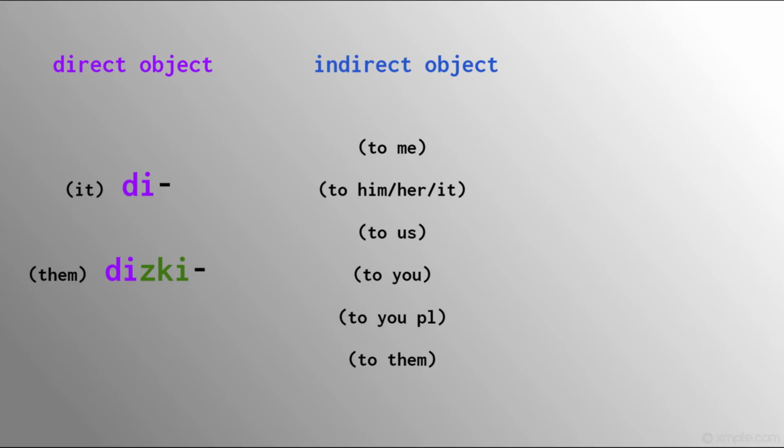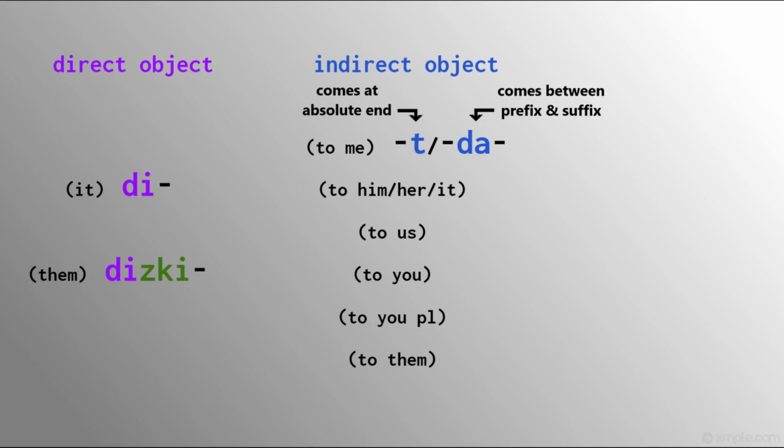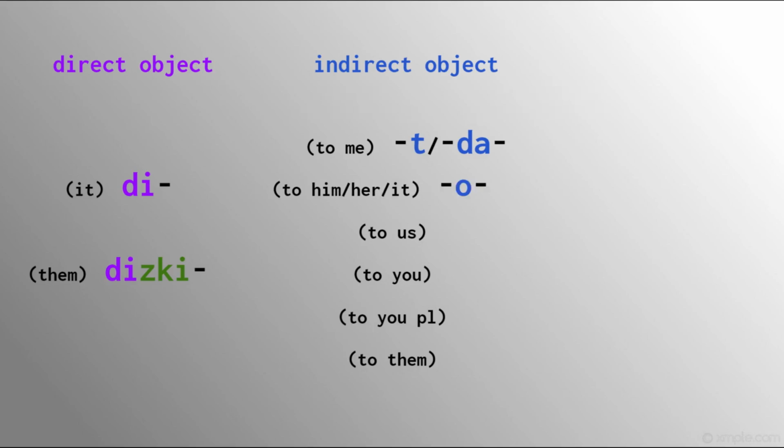For first person singular, we have either T or DA, meaning to me, for me. T is used when there is not another suffix at the end of the form, which is only for a special circumstance, and we'll talk about that in a few minutes. Everything else is DA, meaning to me or for me. For third person singular, we have O, to him, her, or it, or for him, her, or it.